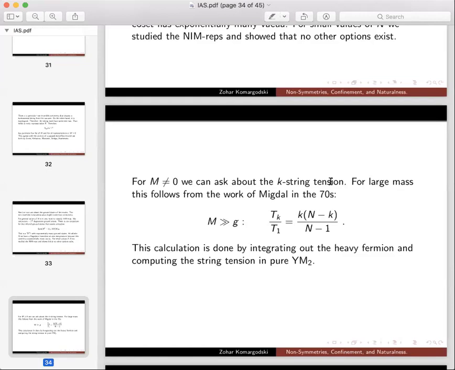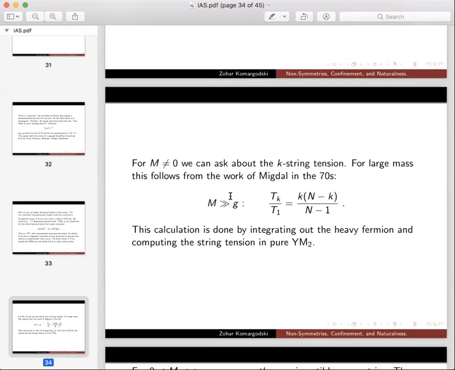Now, when the mass of the quark is huge, the adjoint quark, this problem is very easy, and it was solved by Migdal in the 70s, because when the quark is very heavy, you can integrate it out. The problem reduces to some problem in pure Yang-Mills, and there is this famous Casimir scaling that Migdal found, and many lattice people have been pursuing since, and you find the following tensions for K strings. So this is what you find at large mass for any n. You find that the K string tension obeys this Casimir scaling.